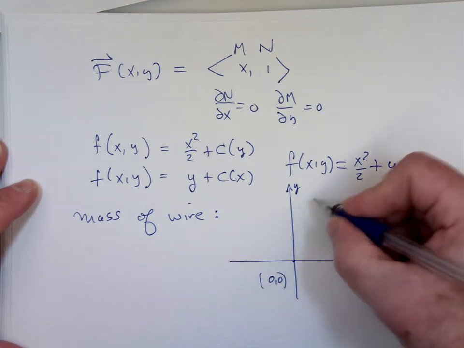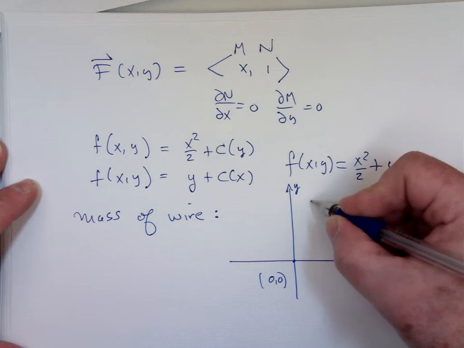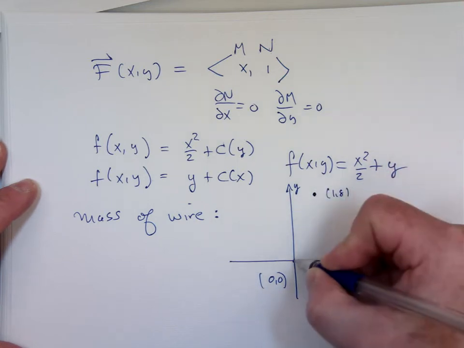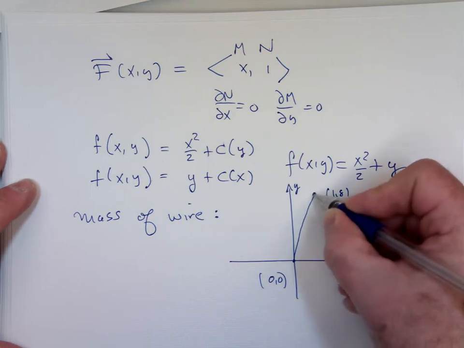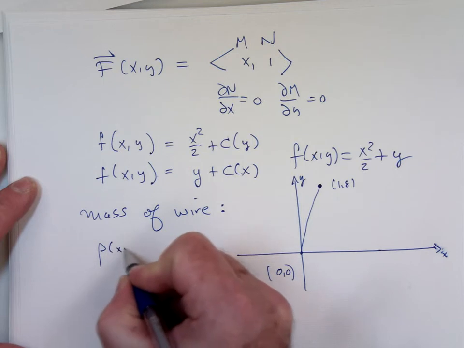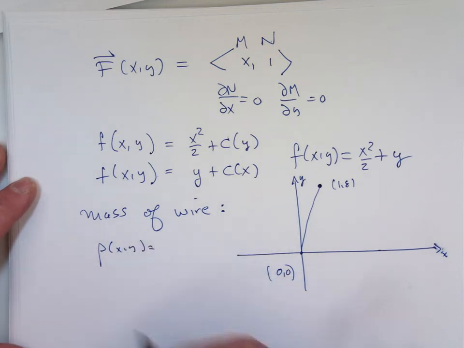All right, let's say this is 1, 8 here. Here's the wire. Now I'm going to give you a density function. Let's say the density function is x. I want you to be able to set up the line integral that gives me the mass of the wire, set up the parameterization along this line, and then find the mass of the wire.